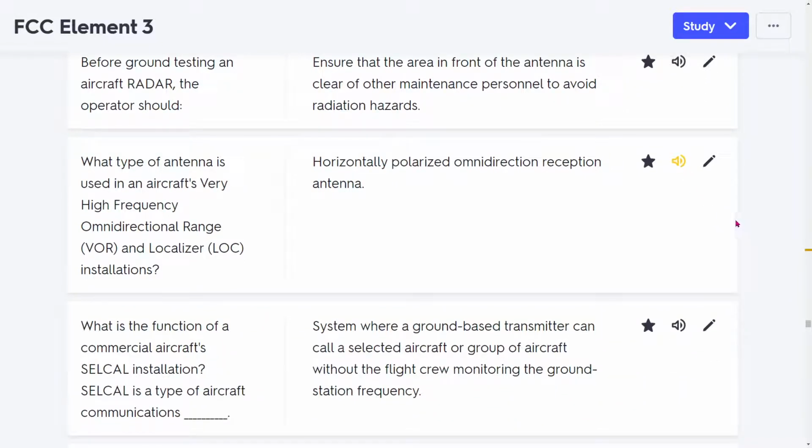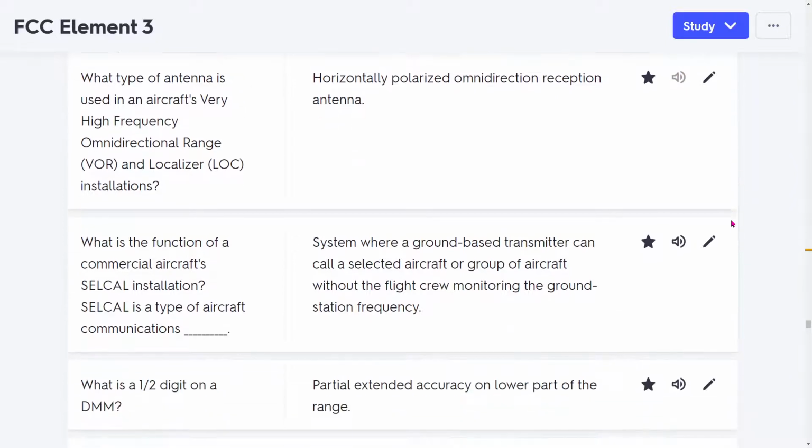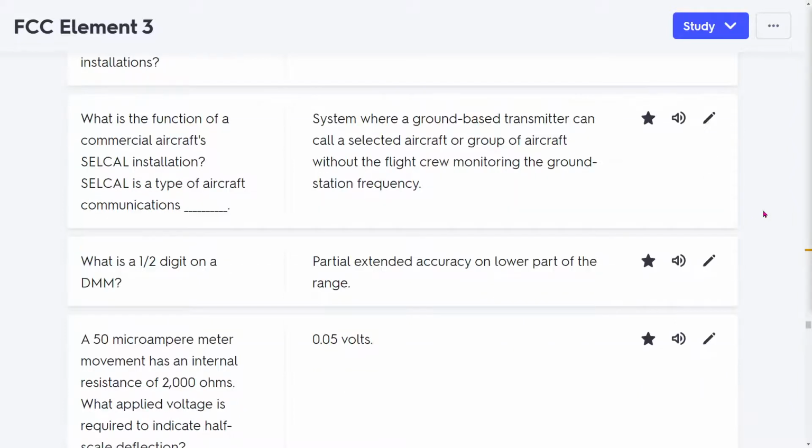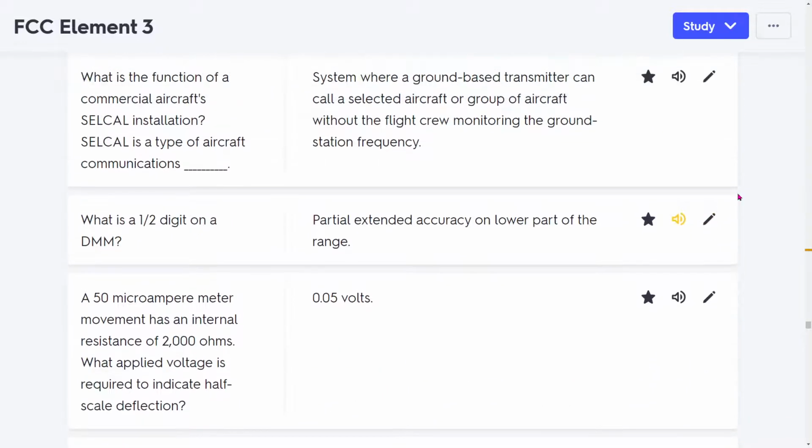What type of antenna is used in an aircraft's very high-frequency omnidirectional range and localizer installations? Horizontally polarized omnidirectional reception antenna. What is the function of a commercial aircraft SELCAL installation? SELCAL is a type of aircraft communications system where a ground-based transmitter can call a selected aircraft or group of aircraft without the flight crew monitoring the ground station frequency. What is a 1/2 digit on a DMM? Partial extended accuracy on lower part of the range.